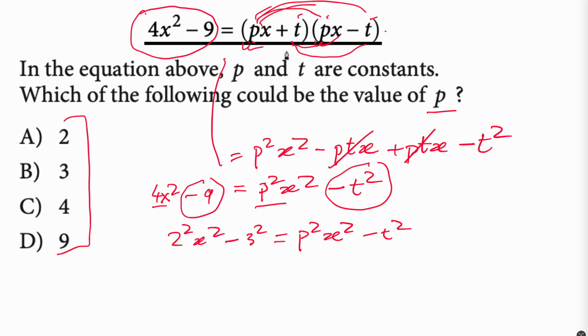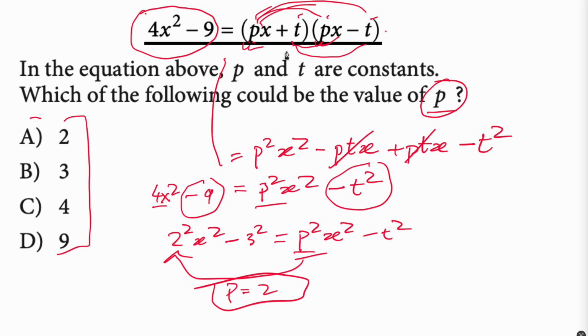So the question is asking for the value of p. So what do you have for p? p is this number here, which coincides with what you have over here. So p equals 2, and that should be your answer. So A is the answer. In this equation, t is 3 and p is 2, but they're only asking for p, so you know that p is 2. These are the steps that you can take to solve this.